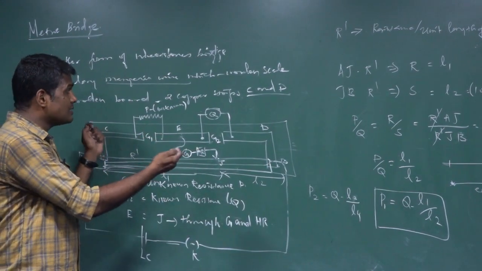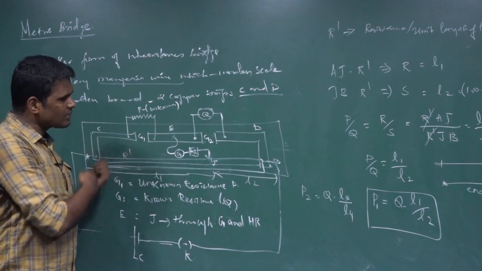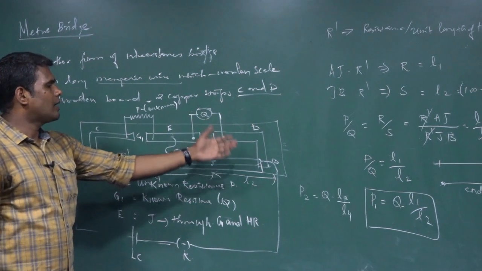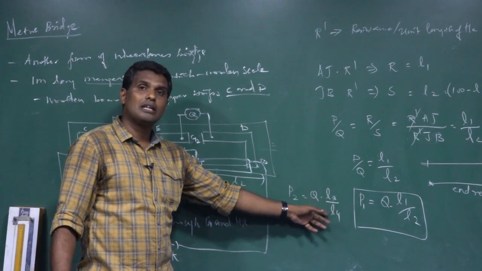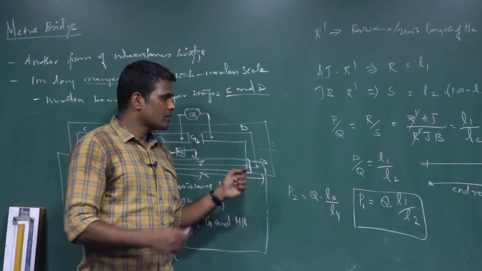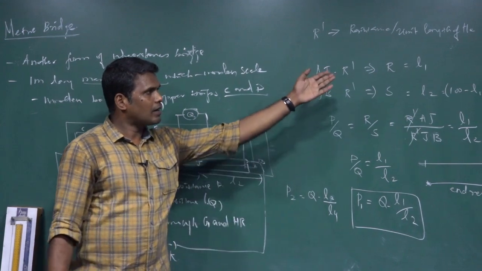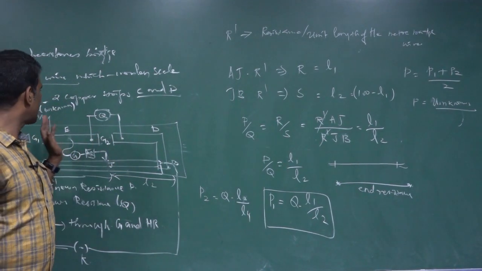Now, you are interchanging the resistances across the gaps, and then once again you are measuring the lengths L3 and L4, and then you are determining the unknown resistance P2 equals Q into L3 by L4. P1 is obtained, P2 is obtained. These two will give you the nearly equal value or exact value of the unknown resistance P connected across the gap G1.